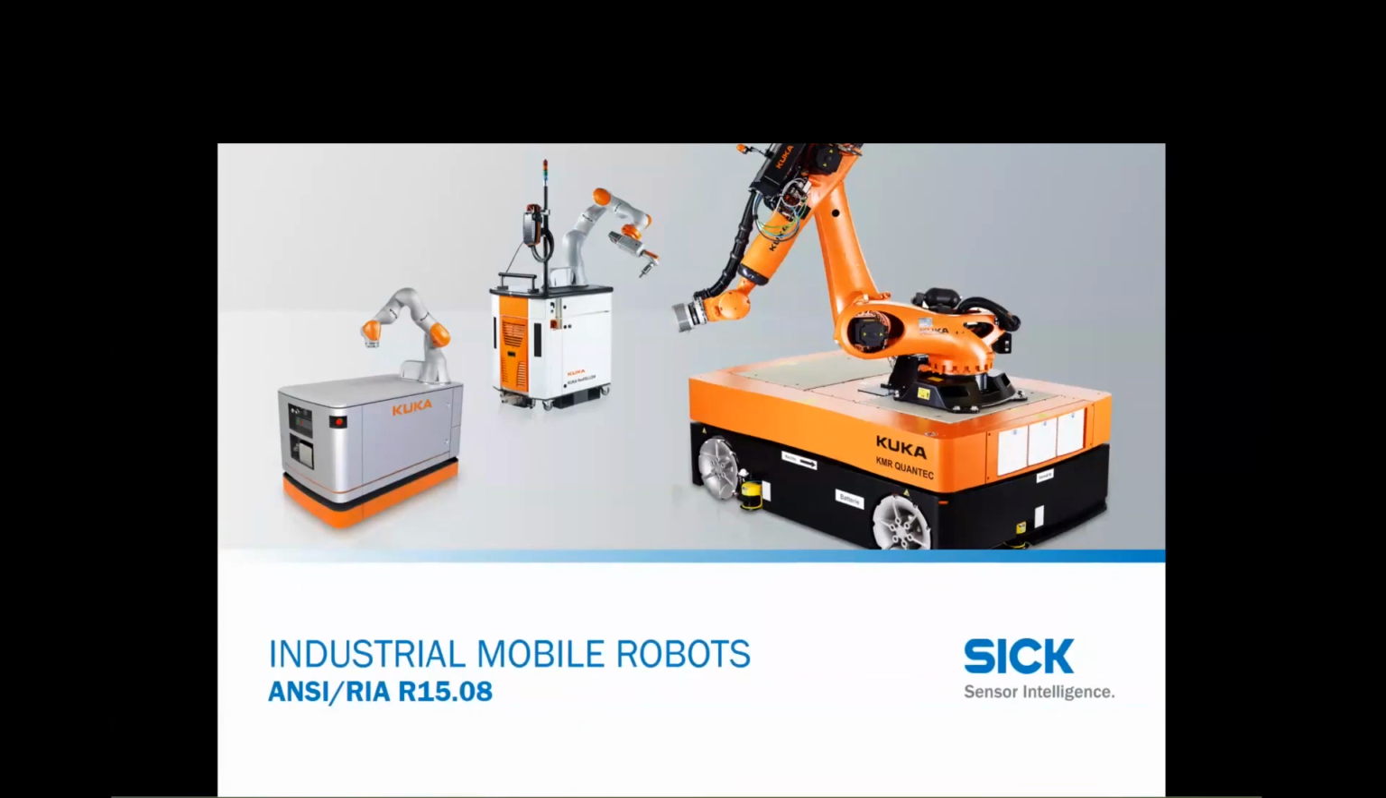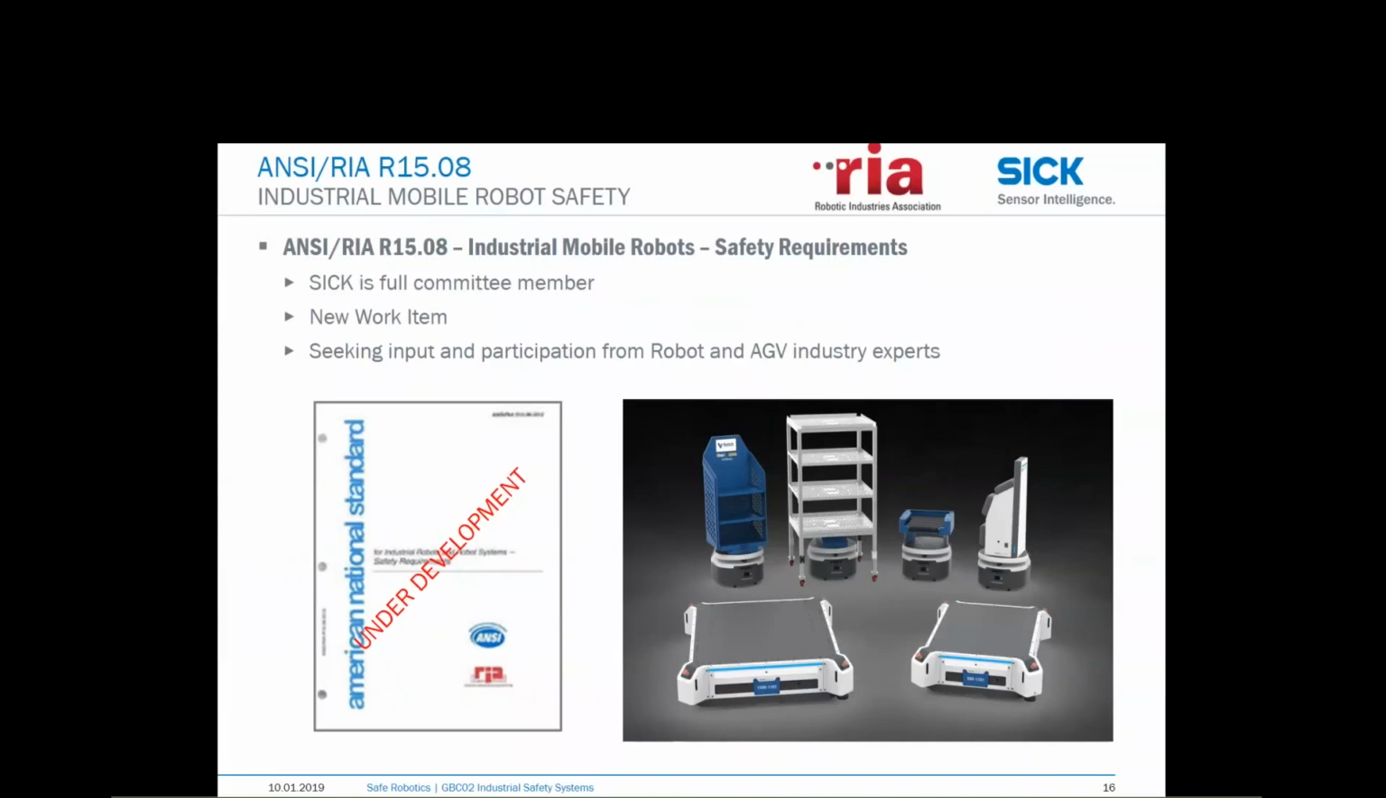So let's take a look at industrial mobile robots then. This is the RIA 1508. This is a new work item. This is under development by the RIA.